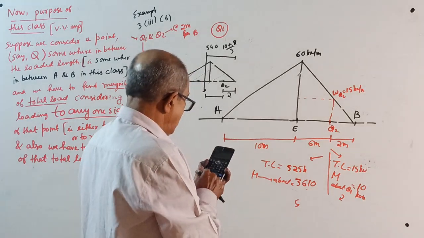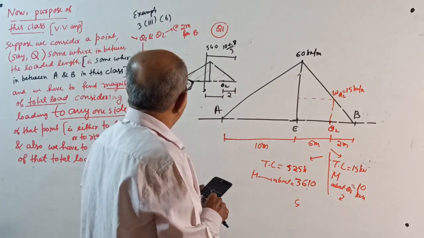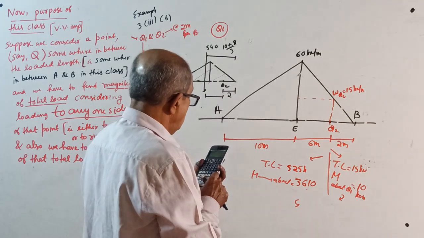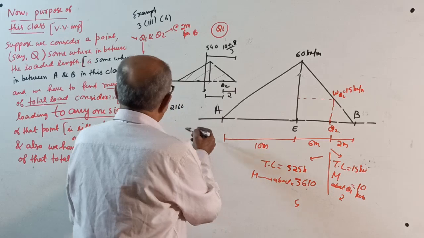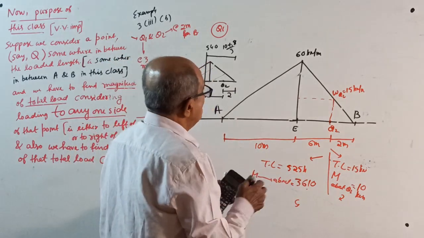Okay, no problem. Don't worry. 8 by 3 from that side is 6 meter. Subtract 2 meter, 4 meter. 540 into 4 is 2160. I am getting 2160. But then this is wrong. Okay, check once again now.